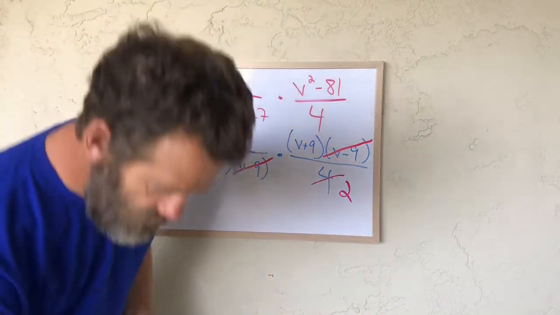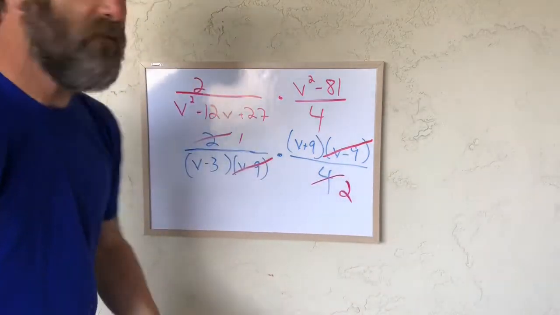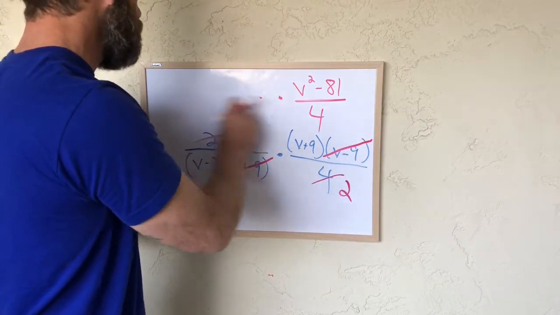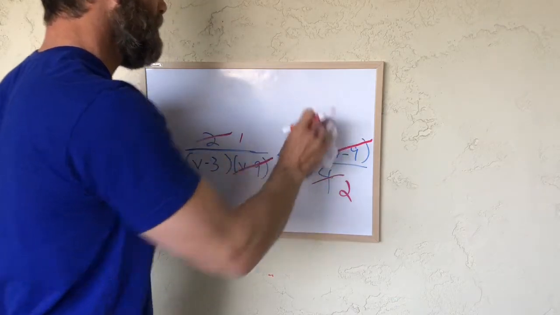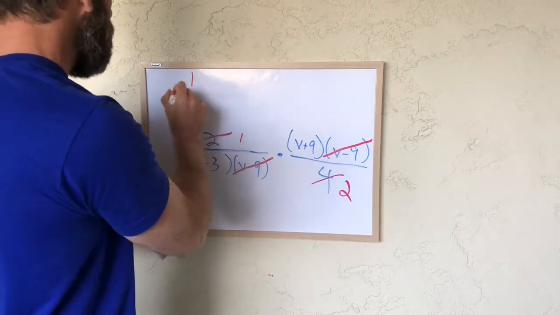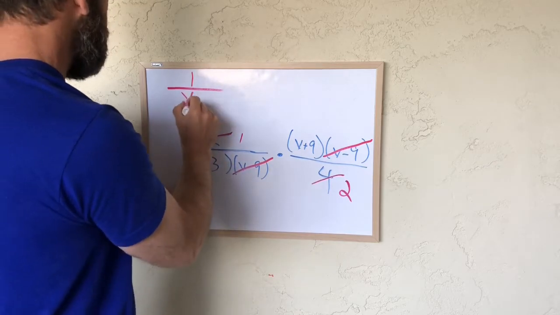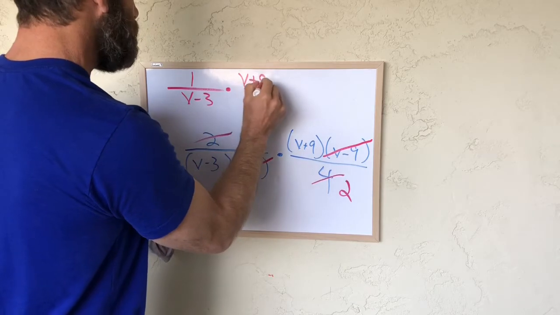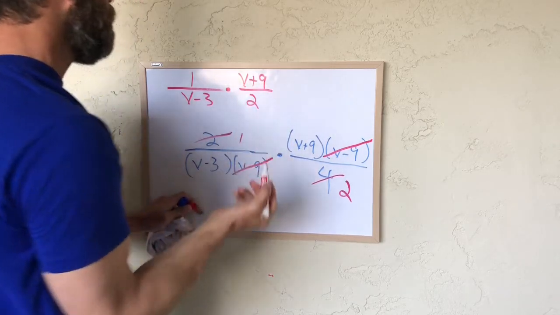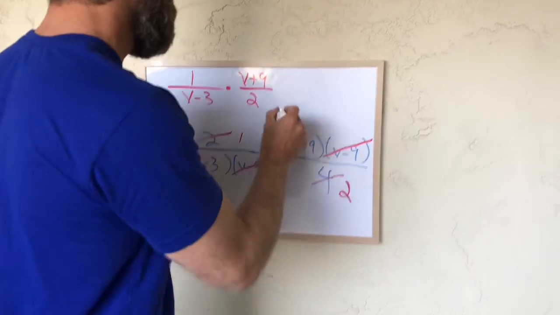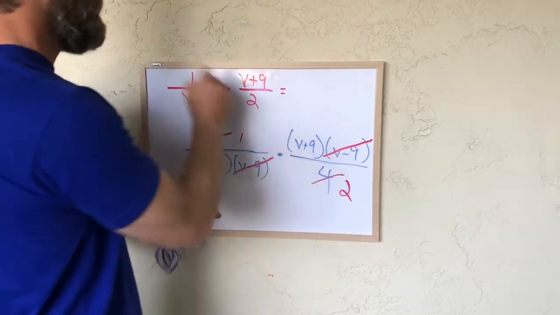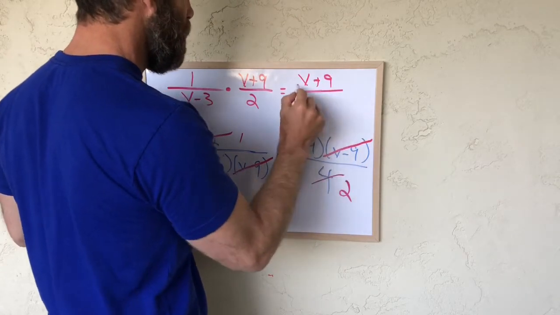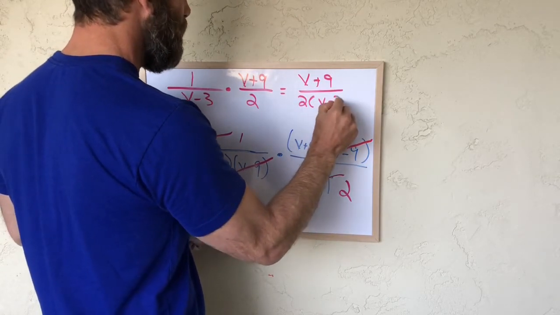So my final answer for this product of these rational expressions is 1 over v minus 3 times v plus 9 over 2. Now the very last step is, you can't cancel anything else diagonally, so you multiply. 1 times v plus 9 is v plus 9 over 2 times v minus 3.